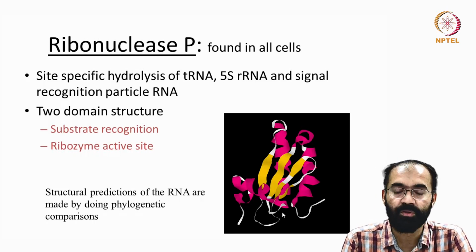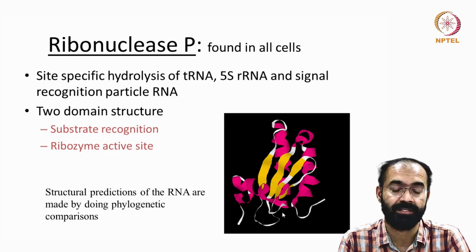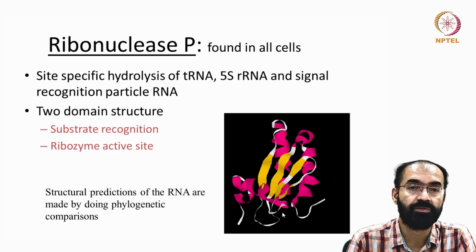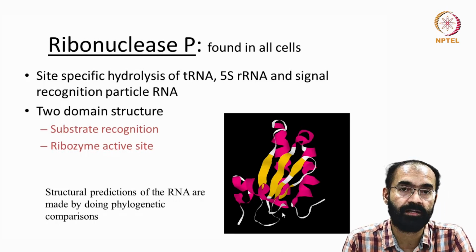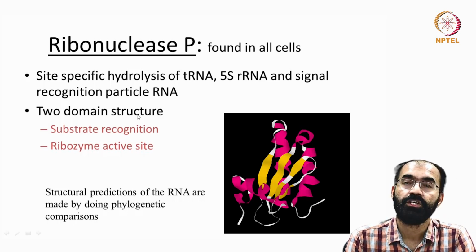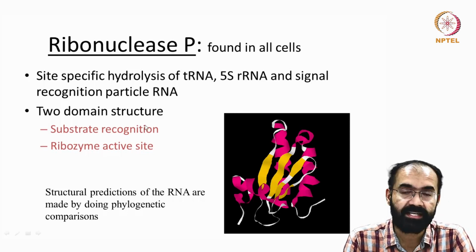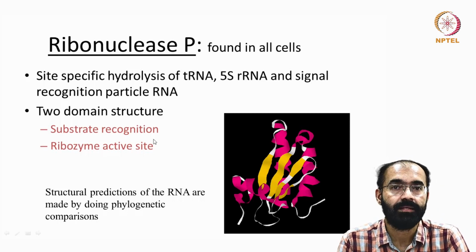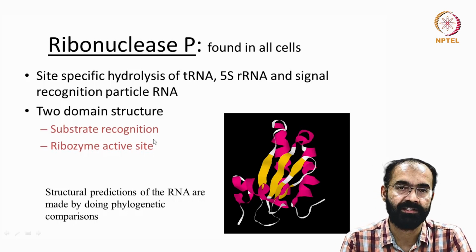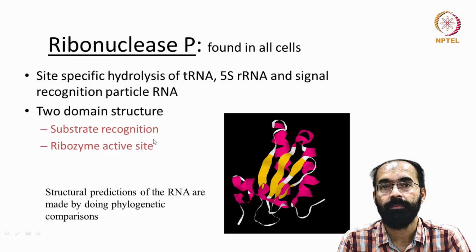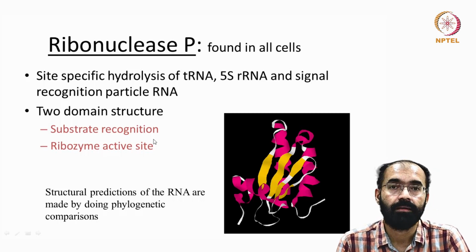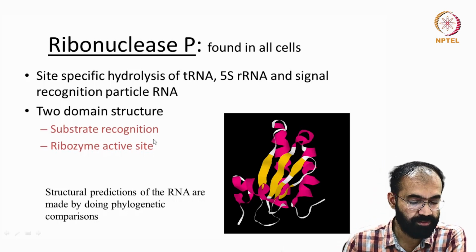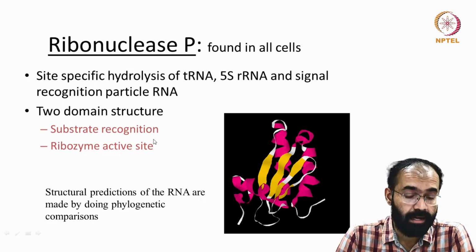So the role of ribonuclease P is basically to allow the maturation of premature tRNA, premature 5S rRNA, and also premature signal recognition particle, which have to undergo a maturation process. It contains a two-domain structure, that is the substrate recognition region and the ribozyme active site. The substrate is nothing but the premature tRNA or premature 5S RNA, etc. So this has to be acted upon by ribonuclease P for the RNA molecule to undergo maturation. This is very important for us to understand about ribonuclease P.